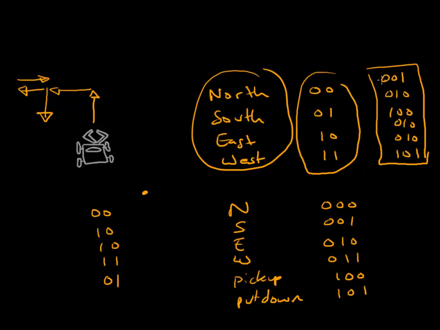So my program here, 0, 0, 1, that is go south, so the robot goes south. Then 0, 1, 0, that's go east. Then 1, 0, 0, which is pick up, so he picks something up. Then 0, 1, 0, which is go east, and he goes east again. That's the 0, 1, 0 there. And then 1, 0, 1, he puts something down. And so that is our program for the robot.